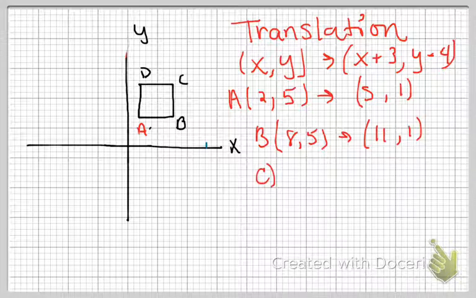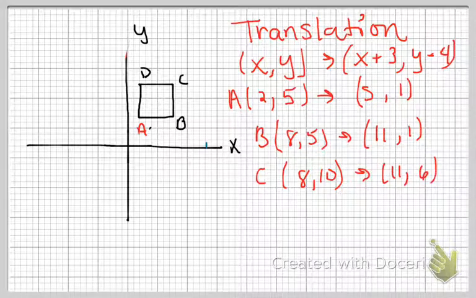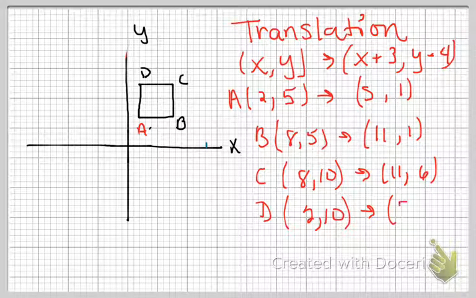The C point is going to be 1, 2, 3, 4, 5, 6, 7, 8, and 10. And so when I do it, it's going to be 11 and 6, because I've got to subtract 4 from 10. And the D one is 2 and 10. And when I add 3 to the x value, that'll make it a 5. And when I subtract 4 from the 10, it'll be 6.